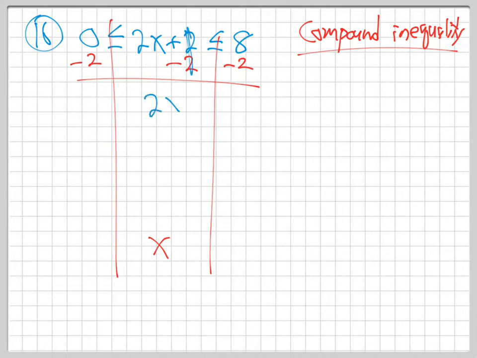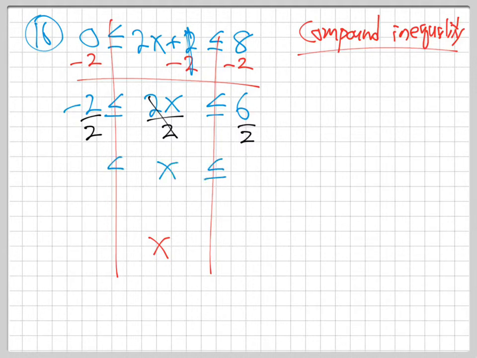These cancel. We get 2x. This is negative 2. 8 minus 2 is 6. It's good so far. Next step, x is saying I want to be alone. So what do we do next? Divide everything by 2. Divide everything by 2. And we get x. This is negative 1 and 3. So there wasn't much new there, right? It's just whatever you do to one part, do to all three parts.